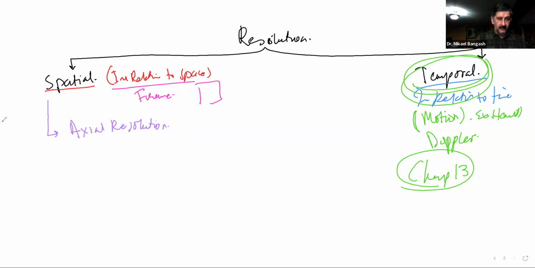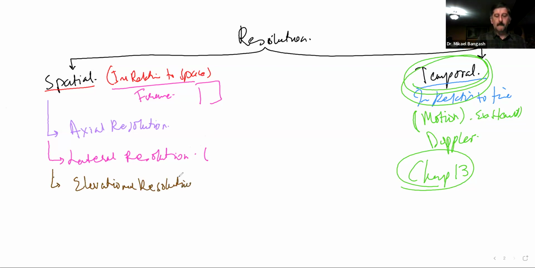Another type of your spatial resolution is what we will call the lateral resolution. Although in this chapter we may talk about this at some point after our quiz. The other kind of spatial resolution is what we'll call the elevational resolution. And this elevational resolution here, guys, will be talked about in detail in chapter number 12.